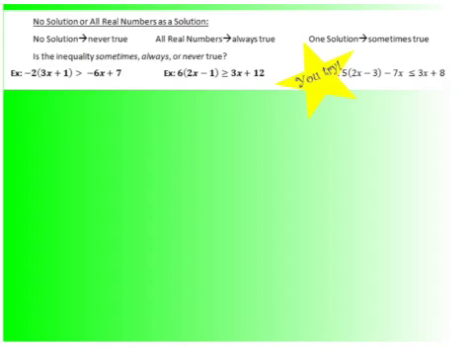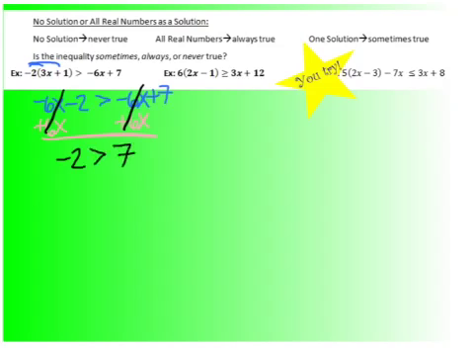So let's look at this. In this example, we want to solve. So to solve, I'm going to distribute this -2. And I get negative 6x minus 2 is greater than negative 6x plus 7. Now I want to bring my variables together, so I'm going to add 6x to both sides of my inequality to combine those. And when I do that, you should see that they cancel each other out. So really what I have left is -2 is greater than 7, because the x's canceled out.